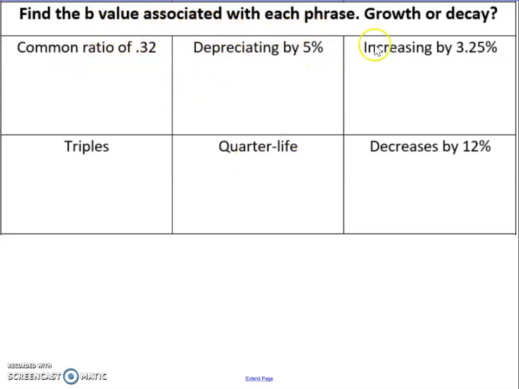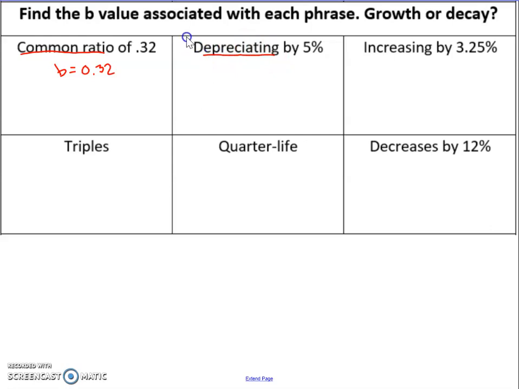What would we use in each of these, and is it growth or decay? If it just says common ratio, remember we said that's a name for our B value. So this just straight up, B is 0.32. That's what I would use in my equation.